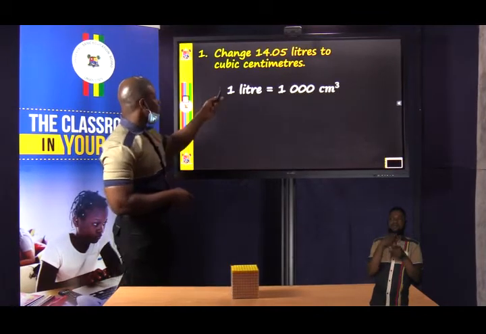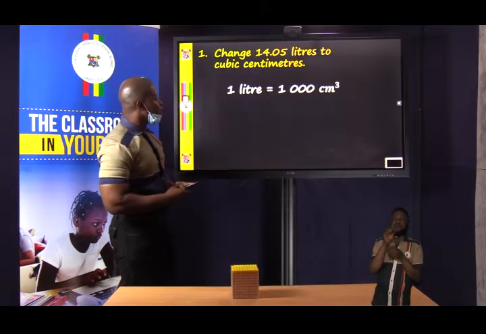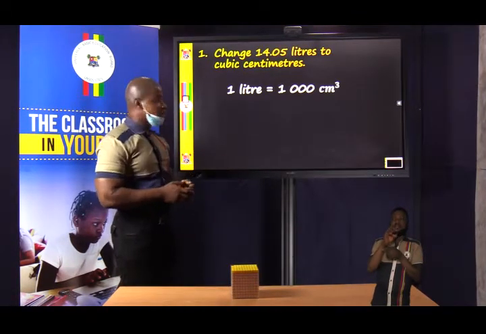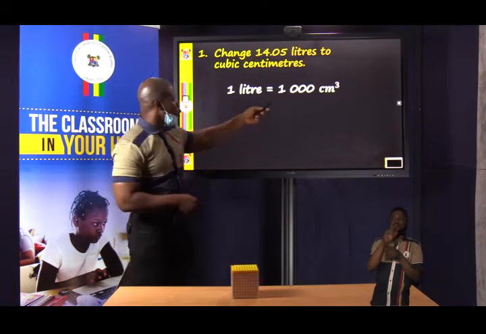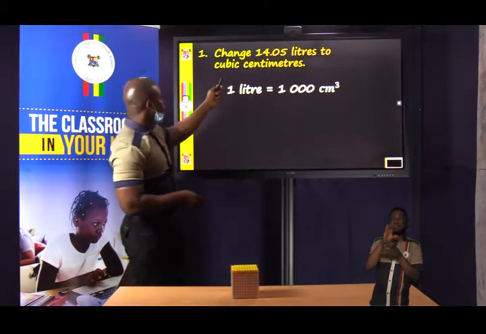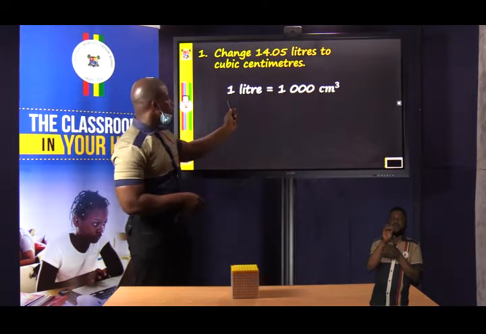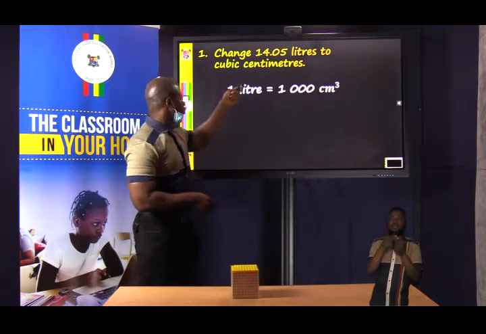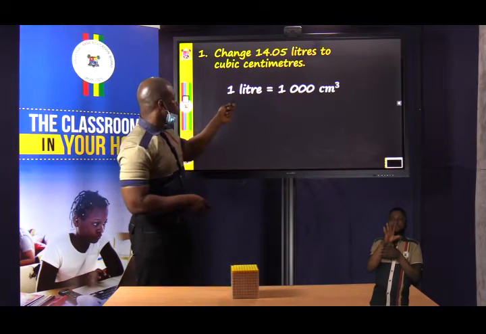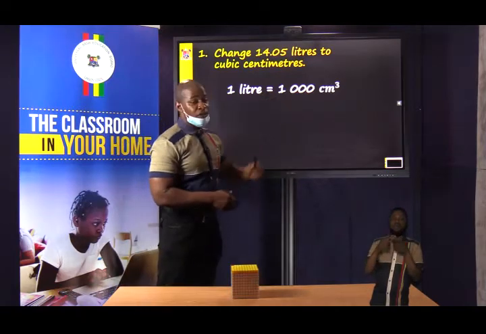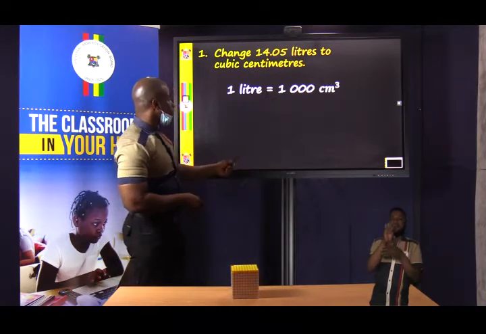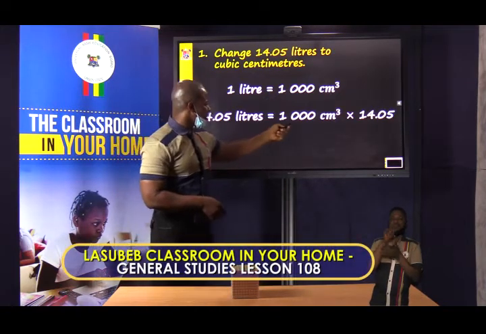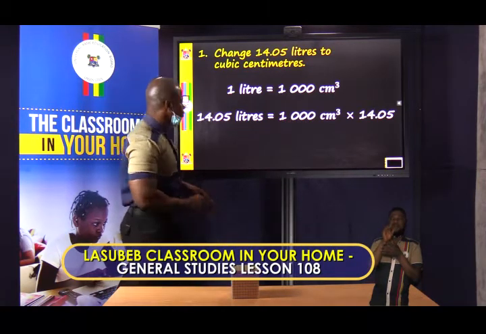The first says that we have to change 14.05 liters to cubic centimeters. And so if 1 liter is 1,000 centimeter cubes, then 14.05 liters will be 14.05 times 1,000. So we have to multiply the other side by 14.05. Okay, so that is 1,000 centimeter cubes by 14.05.